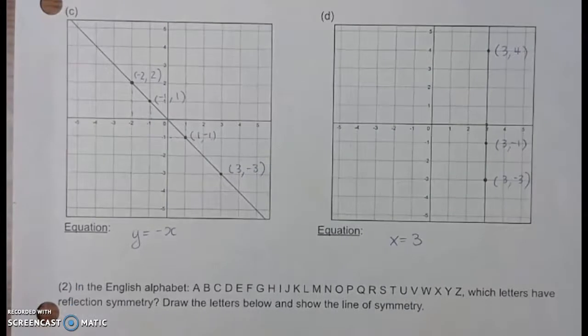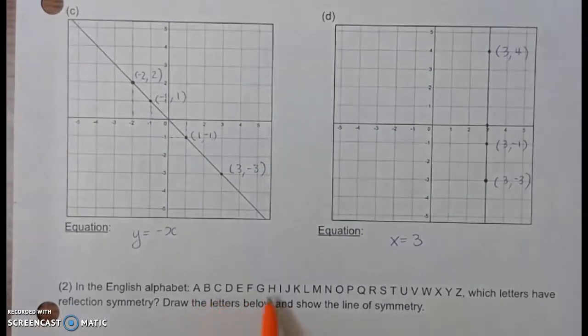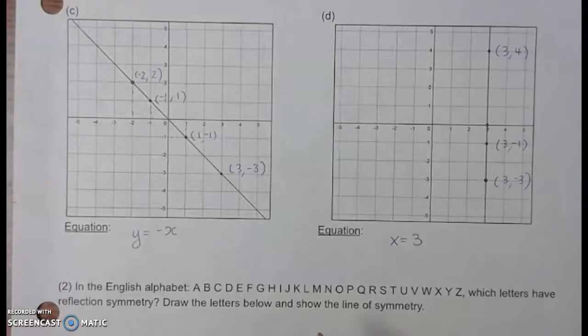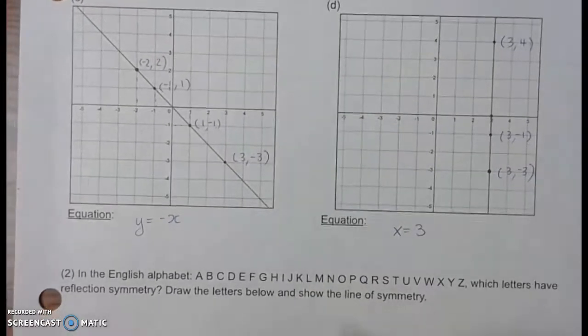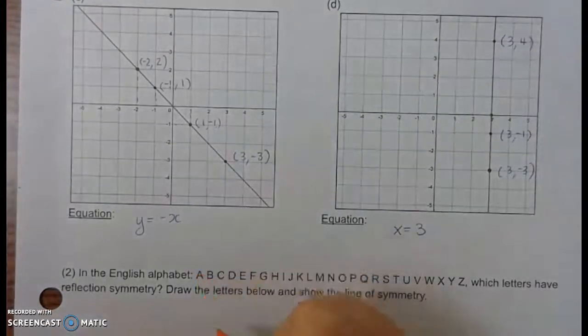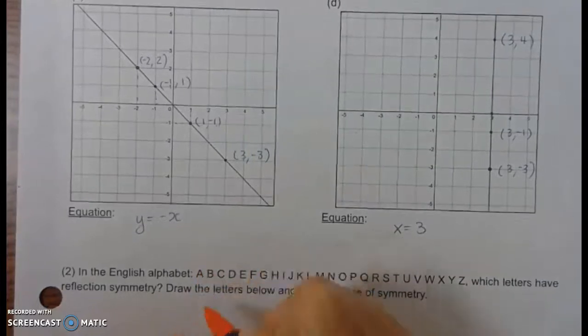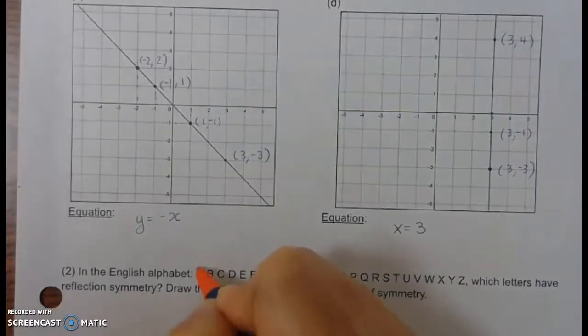Now let's see. In the English alphabet, A, B, C, D, E, F, G, all the way to Z, which letters have a reflection symmetry? Draw the letters below and show the lines of symmetry. Okay, so how can I cut this image A such that it's going to match up exactly or fold over exactly? If I fold it right here.